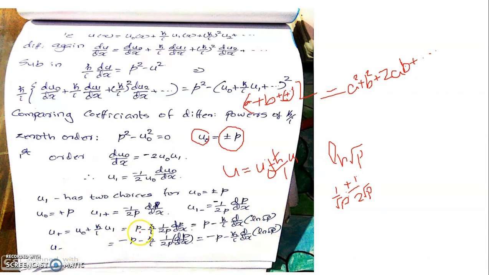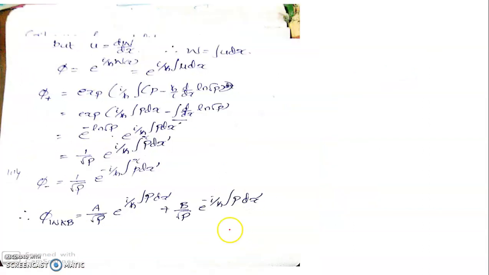Similarly, u minus equal to, you substitute u0 equal to minus p, minus h cross by i u1, which is once again minus 1 by 2p dp by dx. So this is minus p minus h cross by i d by dx of natural log root p. So we have two different values of u being obtained.